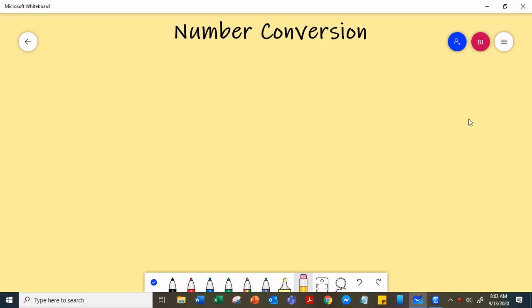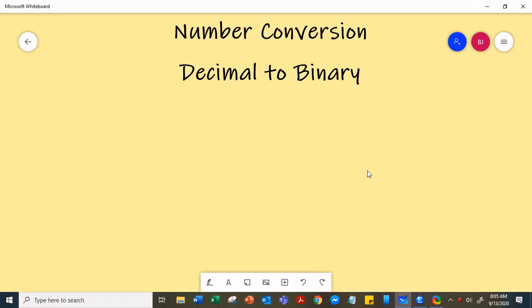So for today's video lecture, we will be looking into the conversion of decimal to binary, binary to decimal, binary to octal, binary to hexadecimal, and we'll also discuss ways to actually convert decimal to any number systems and vice versa. So we will begin first with our conversion from the decimal number system or the base 10 to the binary number system or base 2.